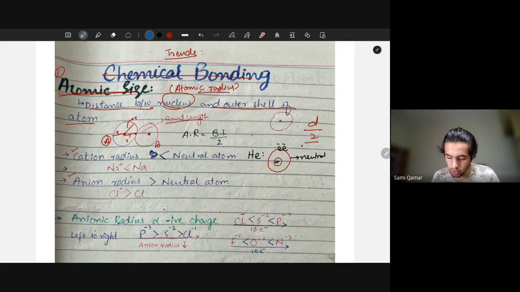Here we go. This is blue helium. Let's do it blue because it turned blue. Maybe it was cold. Now what happened? One electron has been released. Now it is just having 1 electron, and protons are 2.